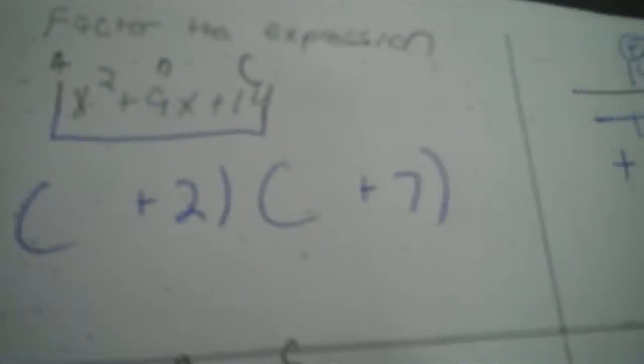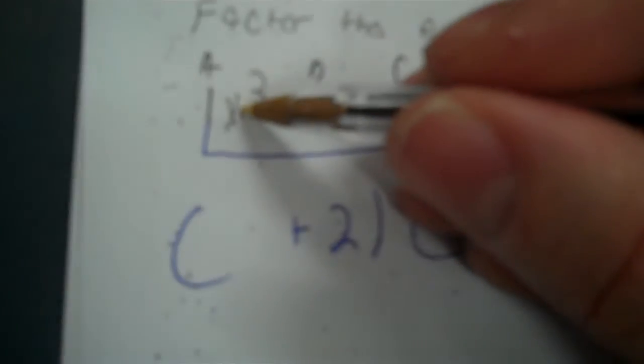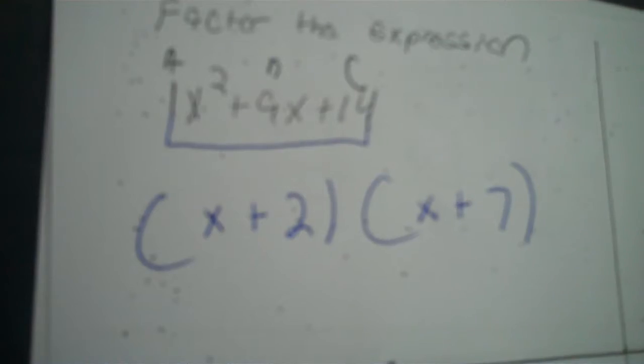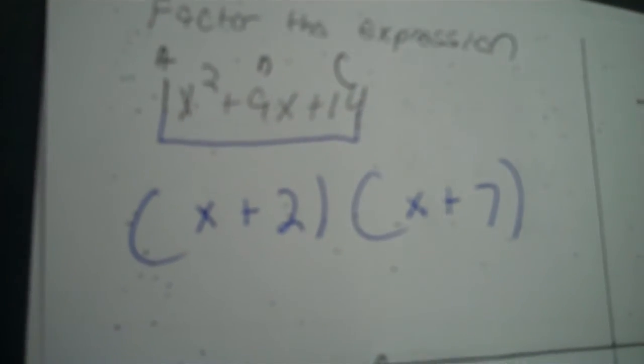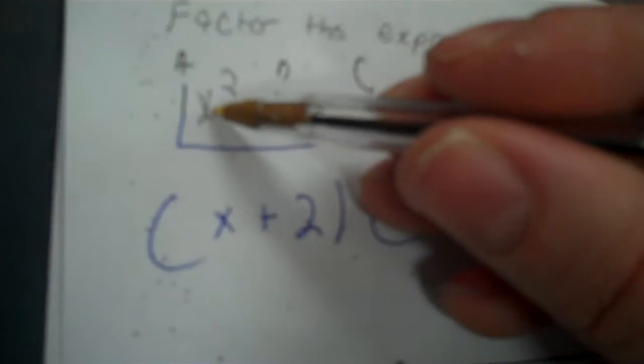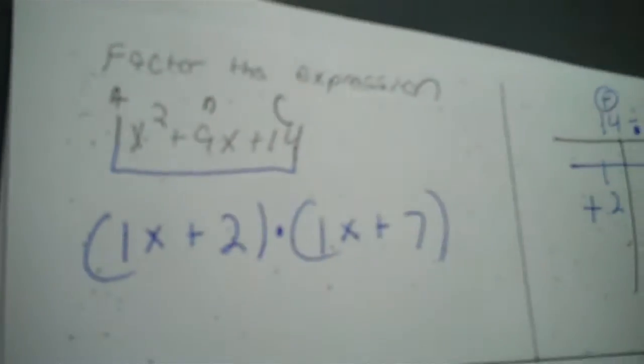So here's what you're going to do now. You put plus 2 here, you put plus 7 here. Then the x to the second is x. Do not keep, because that was x times x. That's x to the second. And then x second had a 1 in front of it, so you're going to put a 1 and a 1. So it's 1x plus 2 times 1x plus 7.